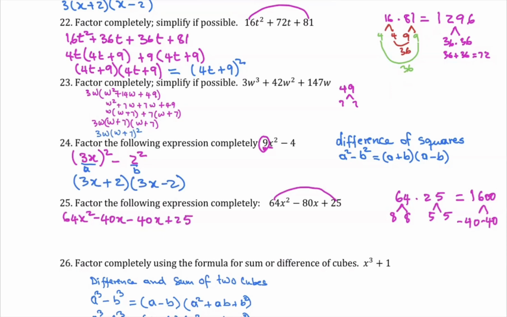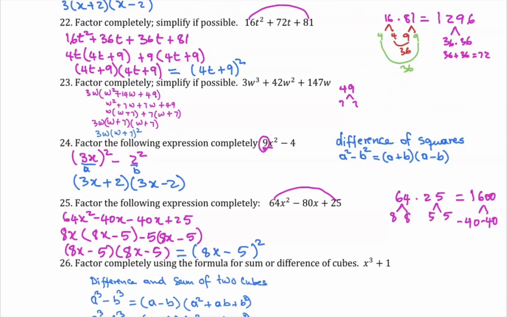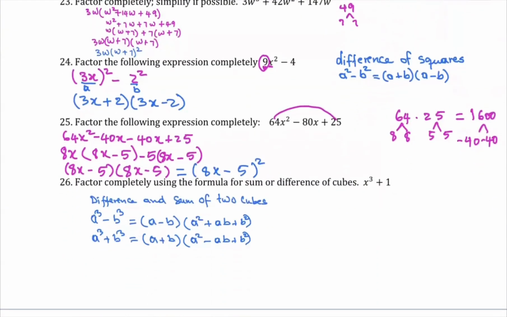Group the first two terms and factor the GCF 8x out. So that is 8x minus 5. Factor the GCF of the second group. That's minus 5x minus 5. 8x minus 5. Now 8x minus 5 can be factored out. That's 8x minus 5 times another 8x minus 5, which is the same expression. So I can write it as 8x minus 5 squared. Now that I have my expression fully factored, that's this, then let's move to the next example.